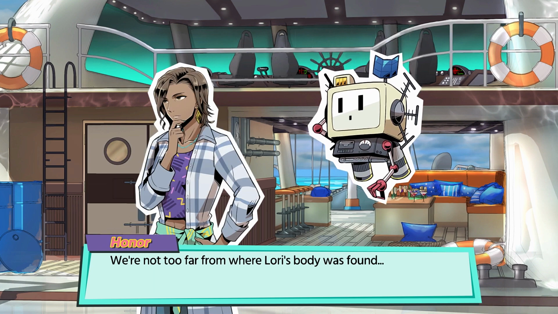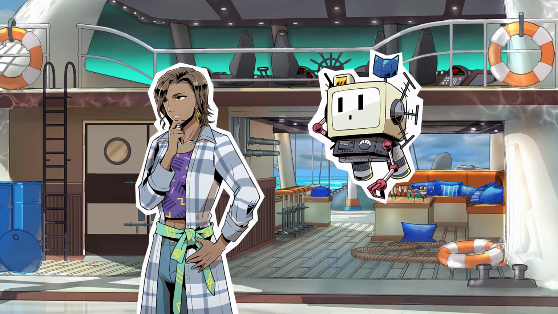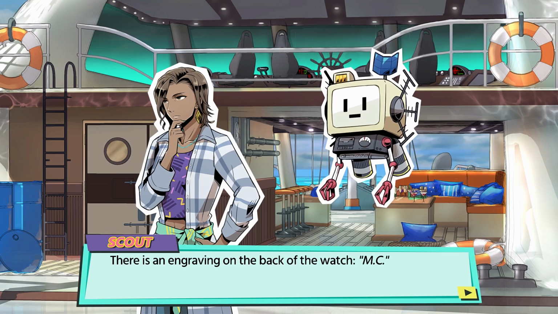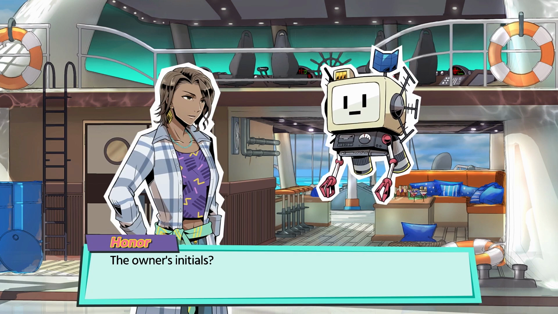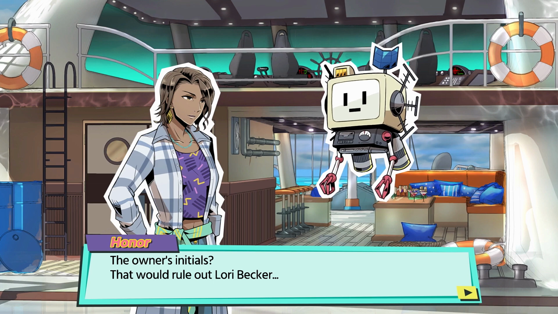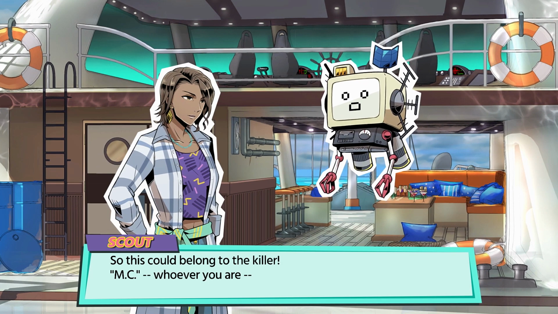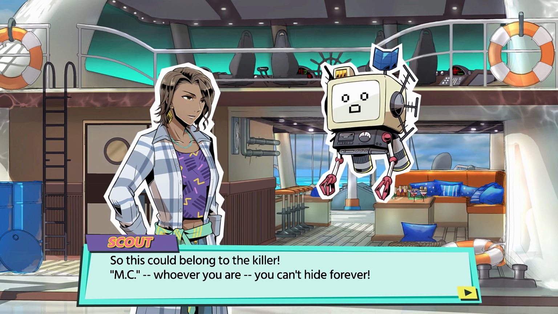We're not too far from where Lori's body was found. Maybe it was hers? There's an engraving on the back of the watch. MC. The owner's initials. That would rule out Lori Becker. So this could belong to the killer. MC, whoever you are, you can't hide forever.